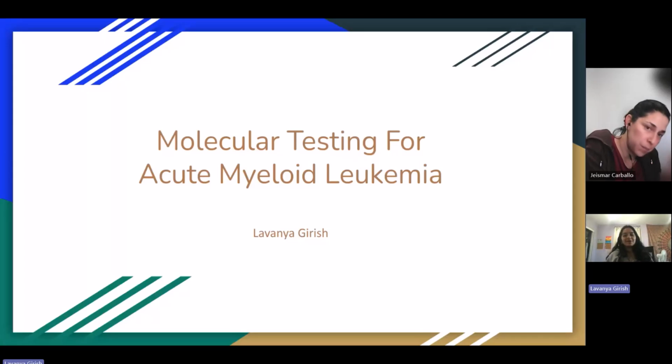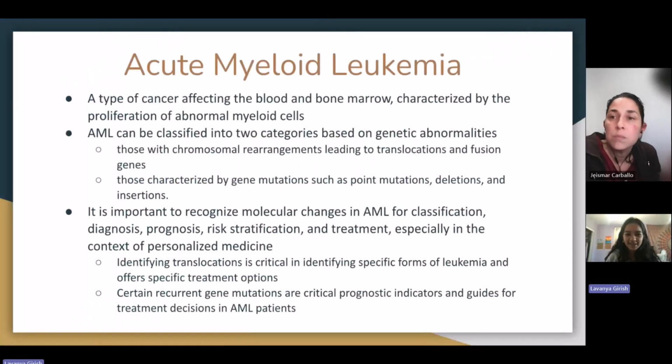So this paper was about molecular testing for acute myeloid leukemia. Acute myeloid leukemia is a type of cancer that affects the blood and bone marrow and is characterized by a proliferation of abnormal myeloid cells. And AML can be classified into two different categories based on the genetic abnormalities that are observed.